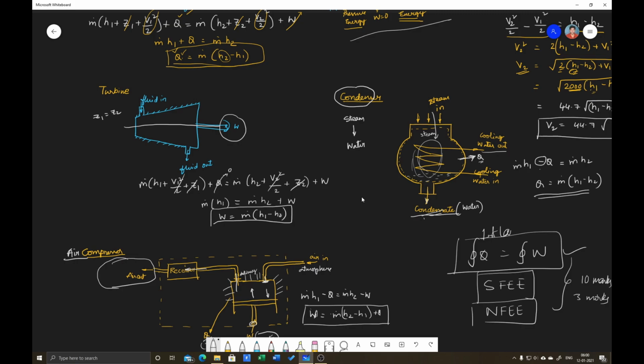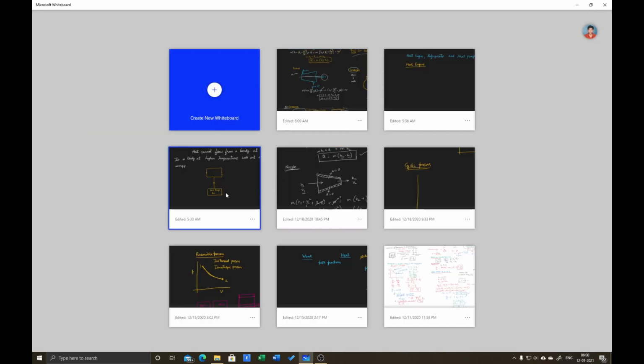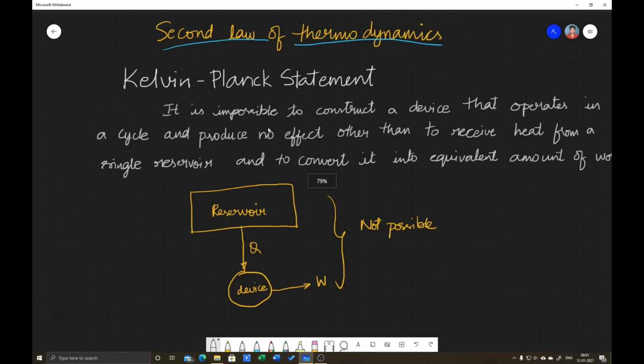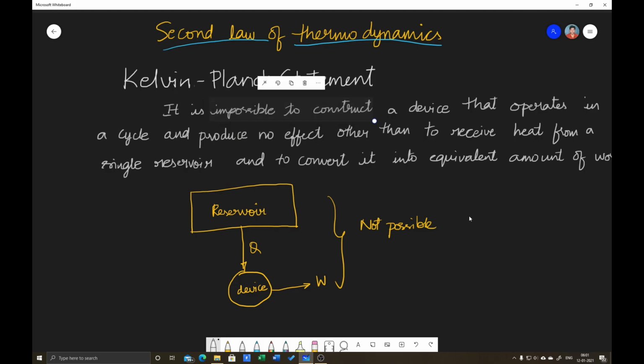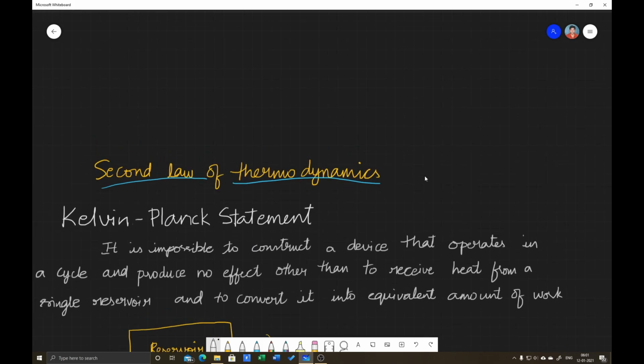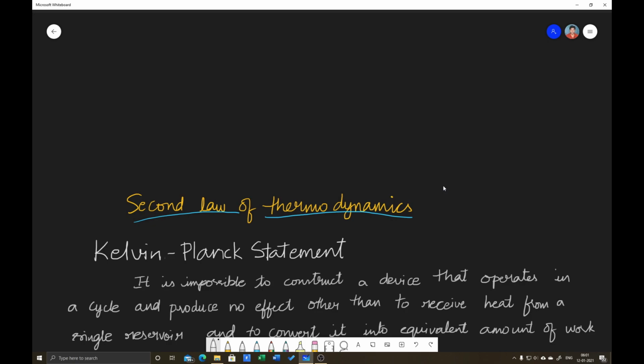This is the first law applied to a cycle. Okay, these formulas are very important for the exam. Okay, next we will go to the second law of thermodynamics. So here the second law basically consists of two statements. One is Kelvin-Planck statement and another is Clausius statement.